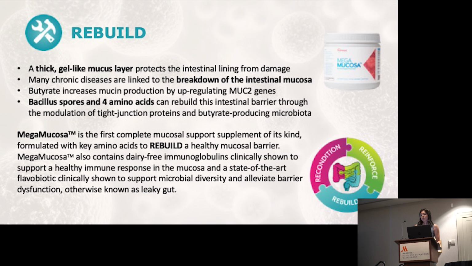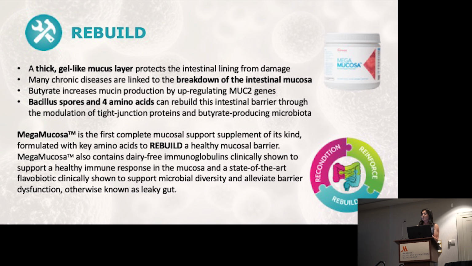And the third step, which again you can change the order, but we'll get to that later, is to rebuild that mucosal layer. The important thing is going to be butyrate production and mucin 2 production. Most people know that butyrate helps to increase mucin 2 production, but what they don't know is that the body needs 4 amino acids in order to use them as building blocks to create more mucin 2.